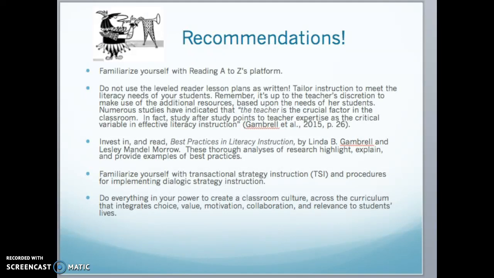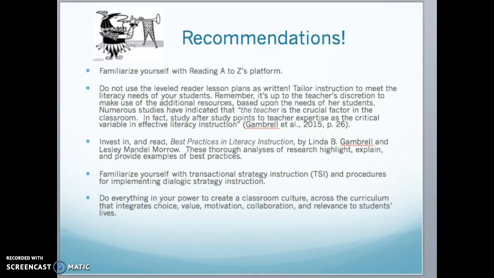So these are my recommendations. You should familiarize yourself with Reading A to Z's platform before you use it. Do not use the leveled reader lesson plans as they are written. Sit down with them and tailor instruction to meet the literacy needs of your students.